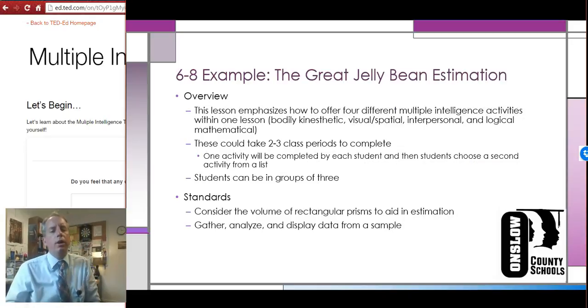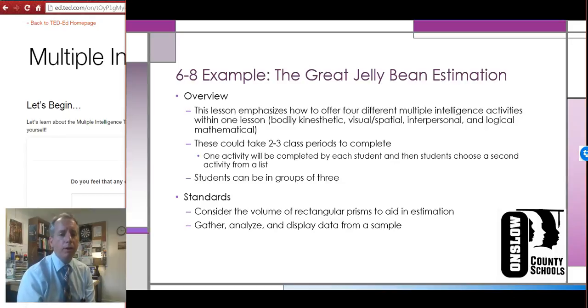All right, so, you know, a common motivator for kids and adults alike is food, right? So this is going to look similar on some level to the K-2 example that we did with goldfish, right? So we're looking at four different, four unique multiple intelligences, I should say. And this one's going to take a little bit of time, right? So we're still talking about estimation.